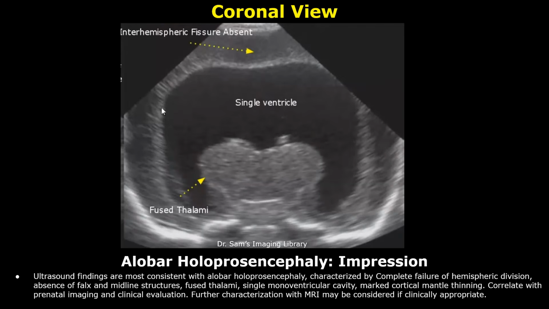This is the impression. Ultrasound findings are most consistent with Alobar Holoprosencephaly, characterized by complete failure of hemispheric division, absence of falx and midline structures, fused thalami, single monoventricular cavity, marked cortical mantle thinning. Correlate with prenatal imaging and clinical evaluation. Further characterization with MRI may be considered if clinically appropriate.